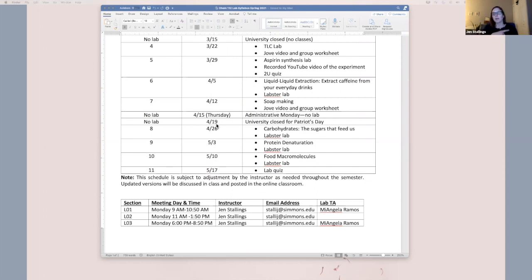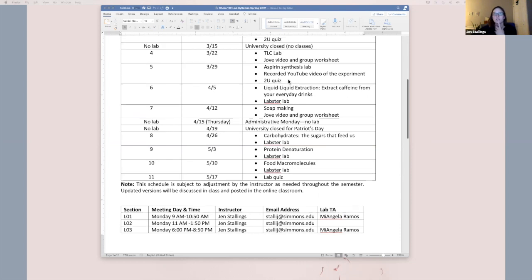But the lab report from last week has multiple pieces. That's why I gave that week. And then the group worksheet, since you are working with a group, that's probably something you would want to post the day of the lab, given everyone's schedules. And the 2U quizzes, when we do a YouTube, those are short, so those would be due the day of as well, because a lot of people can't do work outside of our lab time.